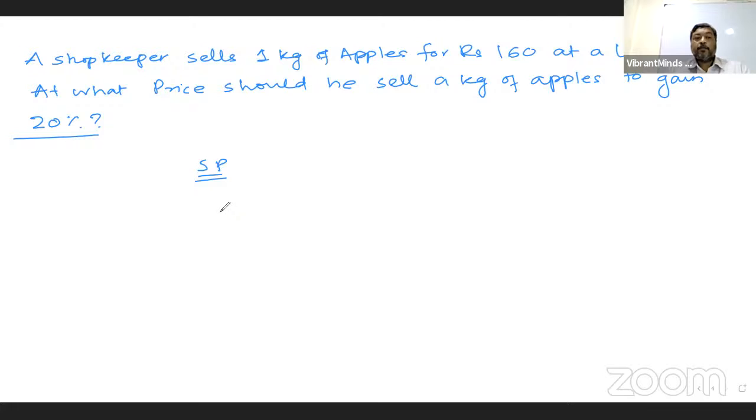Now see, selling price when there is a loss. When there is a loss of 20%, selling price is what? Selling price is 160. I have to get a profit. When the profit is 20%, what should my selling price be? This is your question in short. Is it clear?